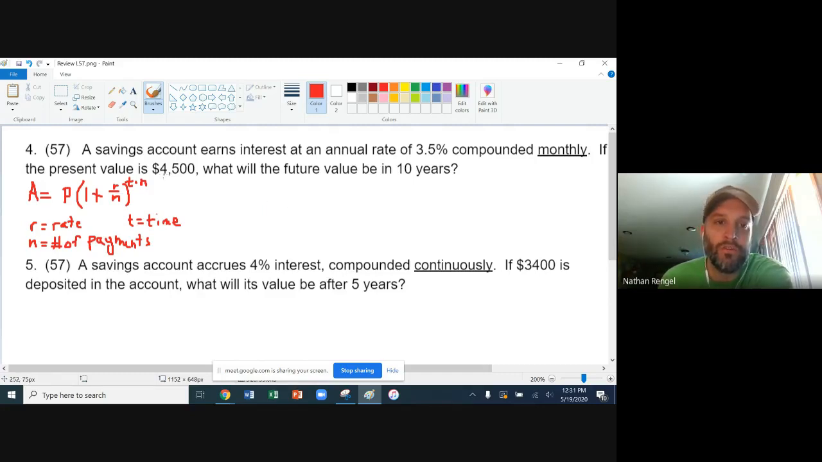So when you borrow $4,500 for a car or to go to school, by the time you pay that off, you will pay more than $4,500. But in this case, we are looking at a savings account that earns interest at an annual rate of 3.5% compounded monthly. So just so we know, monthly means that you're getting paid 12 times a year.